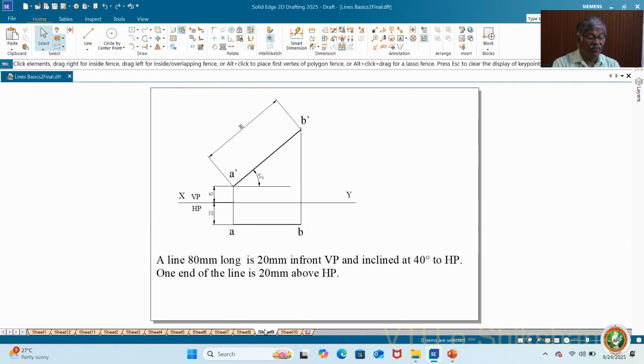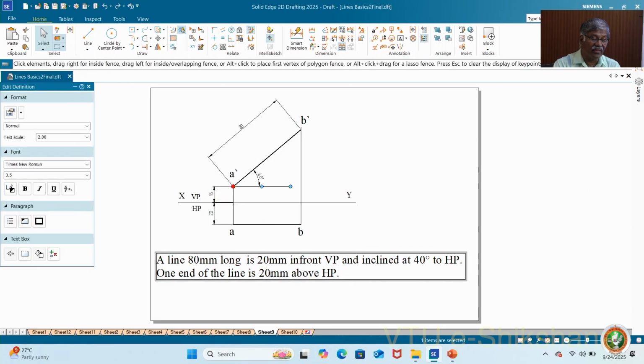Now we have a line 80 mm long, 20 mm in front of VP and inclined at 40 degree to HP. Then one end of the line is 15 mm above HP. The line itself is 20 mm in front of VP. The line is inclined at 40 degree to HP.